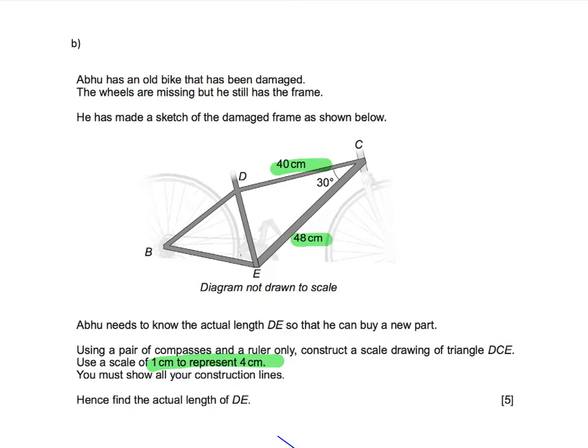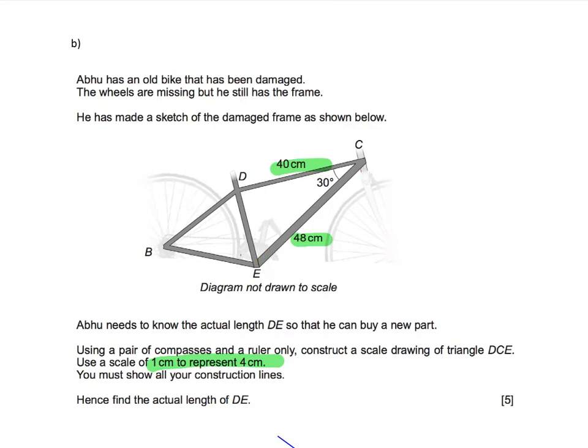This question was very, very similar. It wanted us to create this diagram. It's given us a scale to use here: 1 centimetre is equal to 4 centimetres. So here, that's 48 centimetres. But if 1 centimetre is equal to 4 centimetres, I need to divide that by 4 in my drawing, so that will really be 12. And here, that one will really be 10.